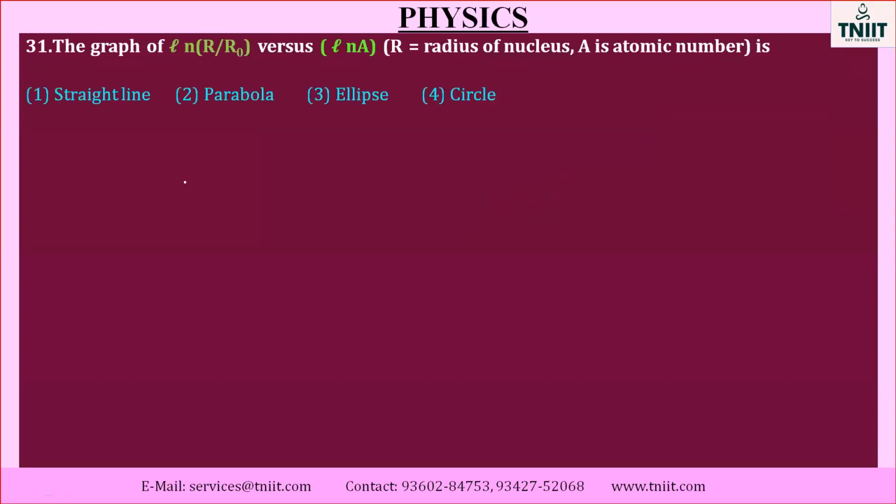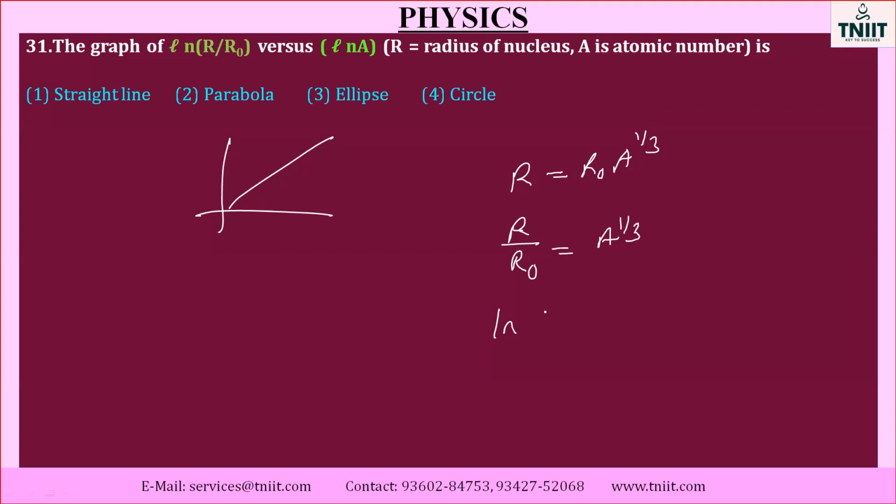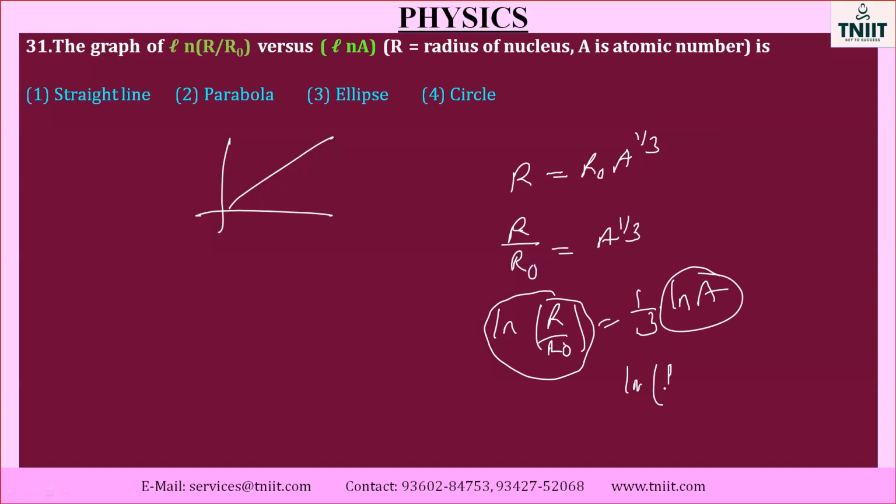What is the graphical nature of ln of R by R naught versus ln A? It should be a straight line, right? You know the formula R is equal to R naught into A power 1 by 3. So R by R naught equals A power 1 by 3. Taking ln on both sides, ln of R by R naught equals 1/3 times ln A. So ln A and ln of R by R naught are directly proportional. When they are directly proportional, you can tell it is a straight line. So option one is the right answer.